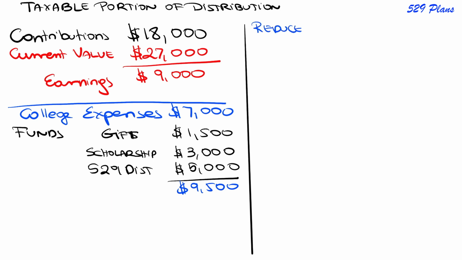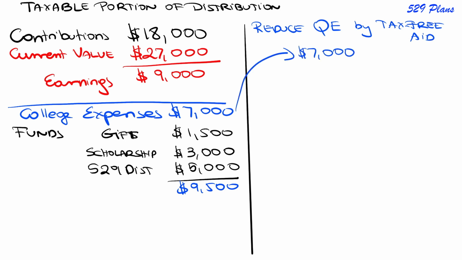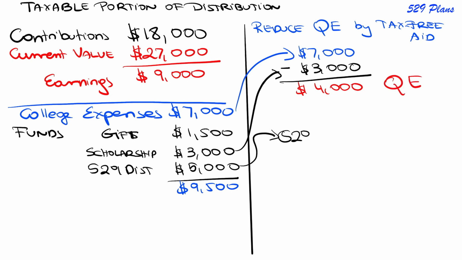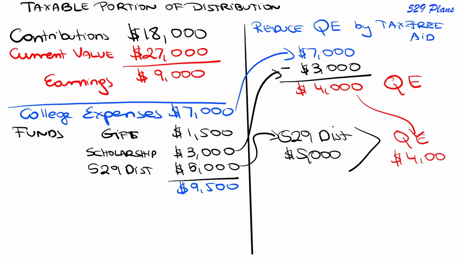In order to figure out how much of the 529 distribution was taxable, you have to reduce the qualified expenses by tax-free aid. So $7,000 in expenses has to be reduced by $3,000 that the beneficiary received in scholarship. So that means $4,000 are the qualified education expenses, which is less than the total 529 distribution. We took out $1,000 more of the 529 funds than we needed.